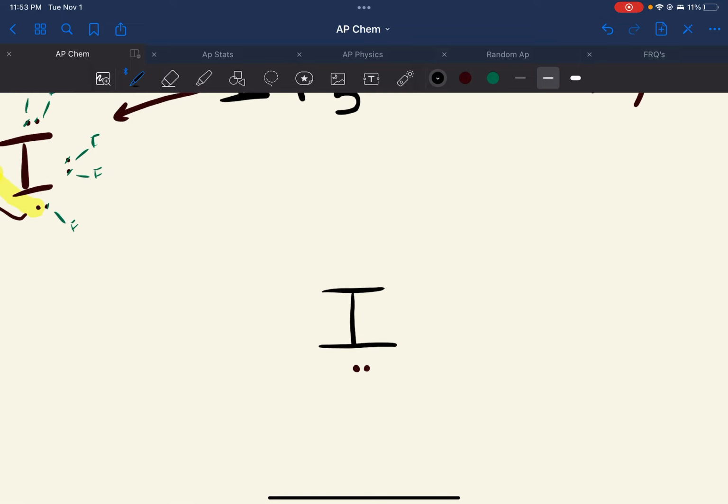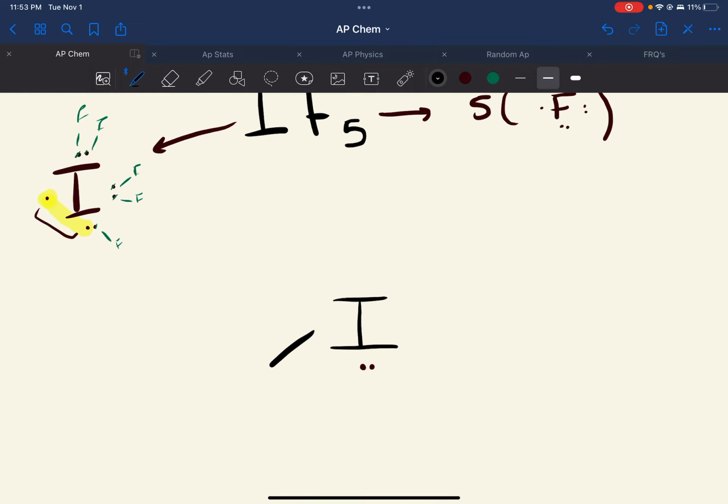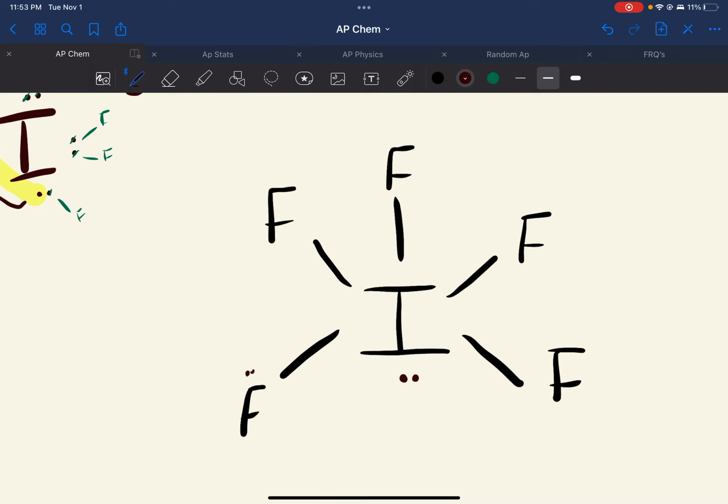So now I have 5 fluorines. I'm going to put a fluorine here, a fluorine here, a fluorine here, a fluorine here, and a fluorine here. The first thing I'm going to do now is put all my electrons. Every single one of these fluorines is going to have 6 electrons surrounding it and a shared pair with iodine.